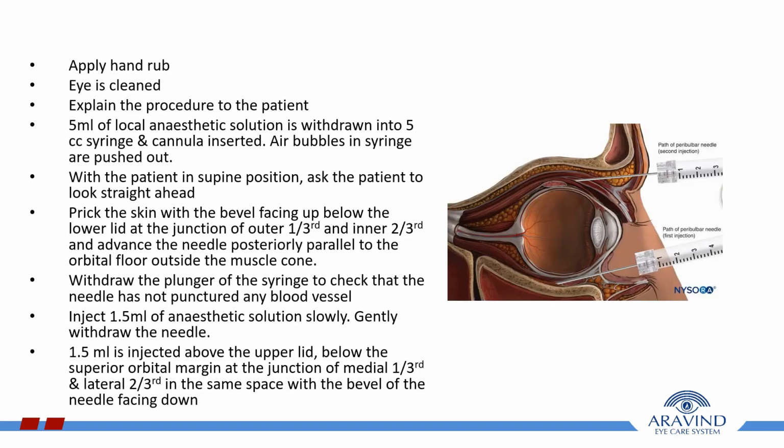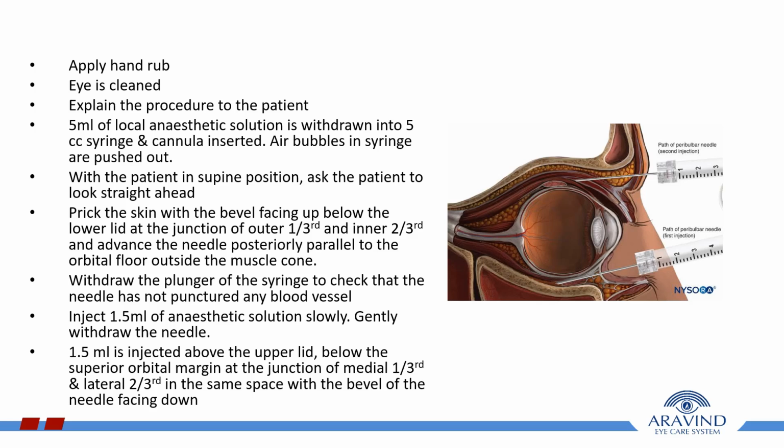Apply hand rub, clean the eye, and explain the procedure to the patient. 5 ml of local anesthetic solution is withdrawn into a 5 cc syringe and the cannula is inserted. Air bubbles in the syringe are pushed out. With the patient in supine position, ask the patient to look straight ahead.